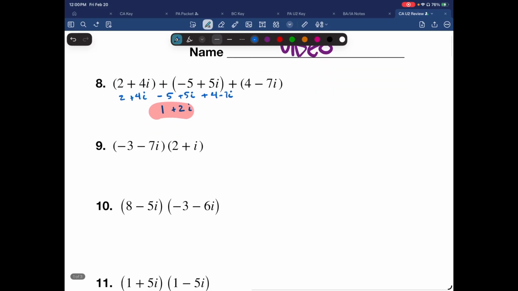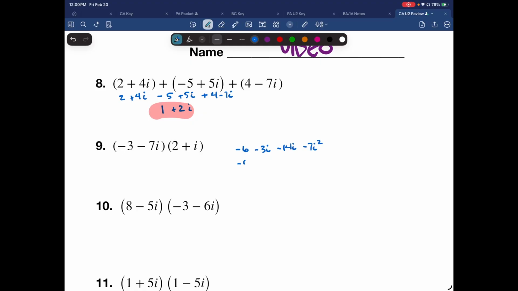All right, starting with number 9, we're multiplying. So we're just going to fold this out. All right, so that's going to be negative 3 times 2 is 6, or negative 6 rather. Negative 3 times i is negative 3i. Negative 7i times 2 is negative 14i. And then negative 7i times i is minus 7i squared.